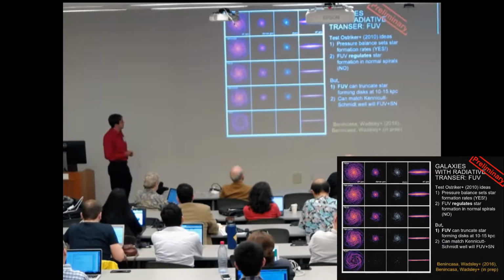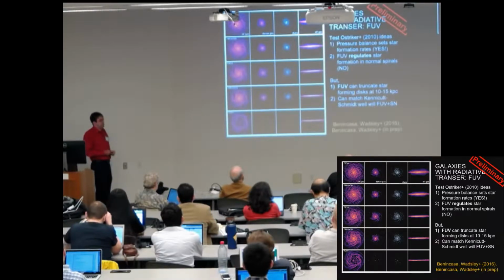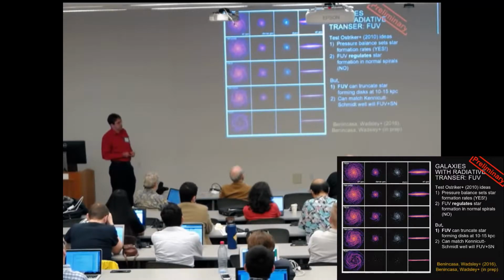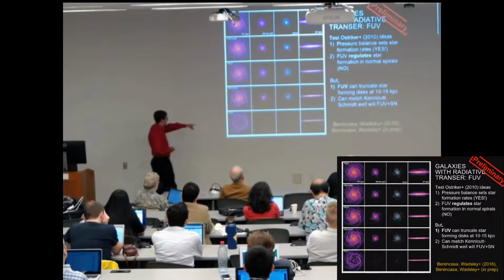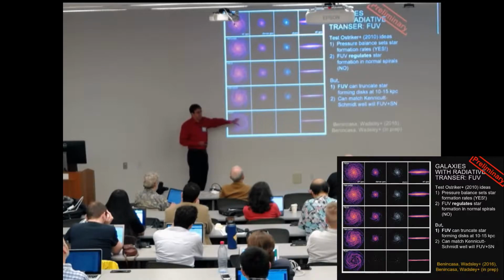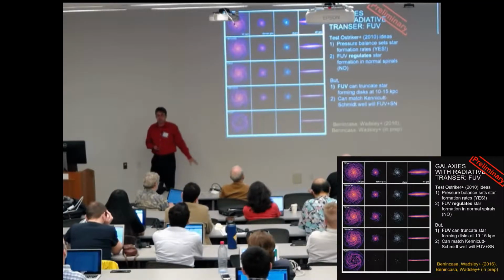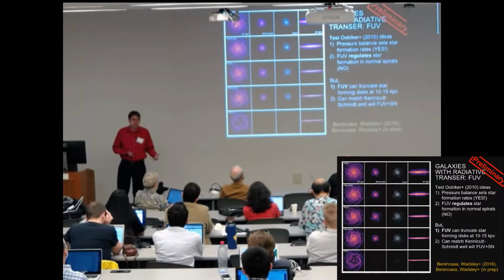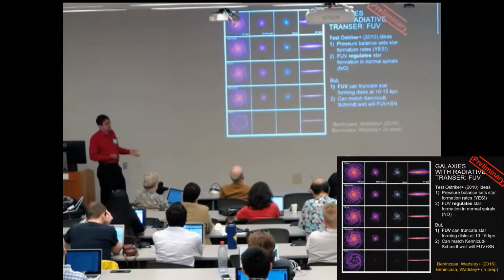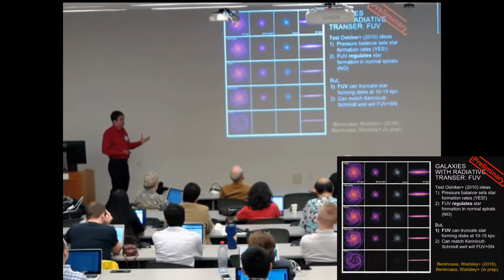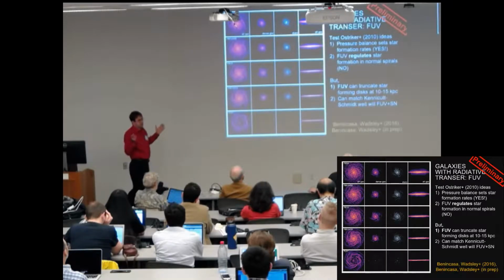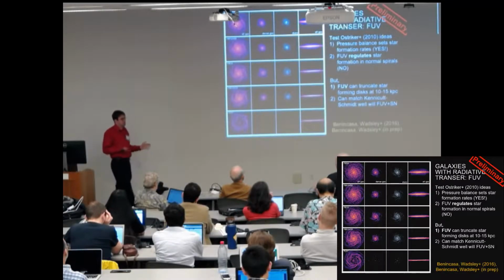But the other argument from Ostriker et al. was that FUV can regulate star formation in normal spirals. And for this, it's actually a resounding no, it can't. The FUV only case basically fragmented like crazy and had a very, very high star formation rate. So it's simply, FUV can only give you 8,000 K or so. It's really not a way to hold up a galaxy disk. So the two-phase instability goes crazy, you get lots of lumps, it just doesn't work.